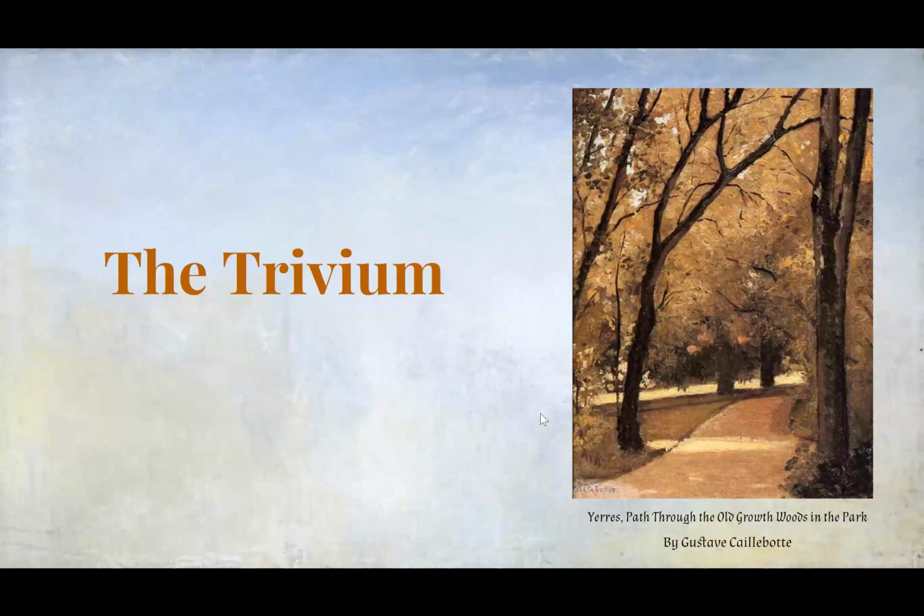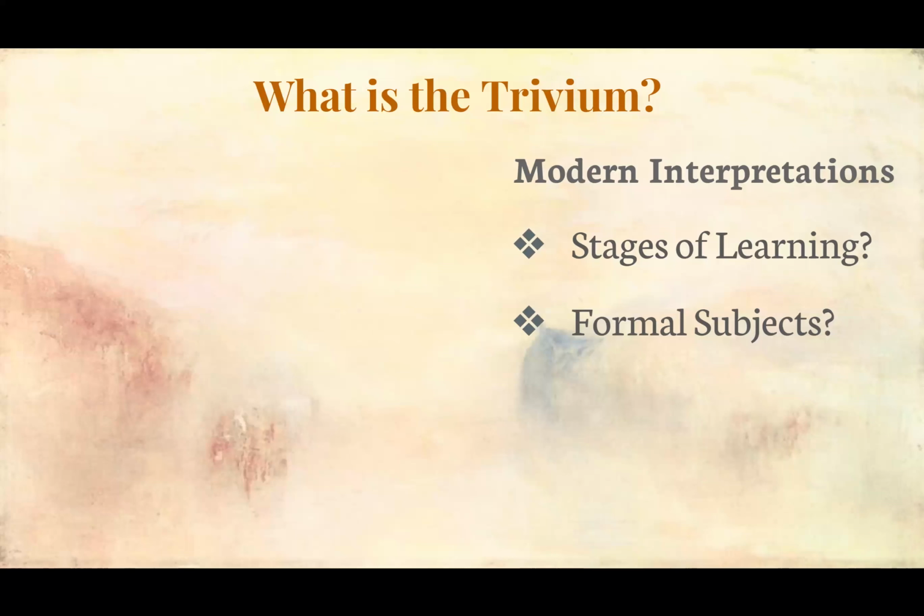So the topic today will be on the trivium, because this is a foundational part of the 7 liberal arts, which are the trivium as grammar, dialectic, and rhetoric, and the quadrivium as arithmetic, geometry, music, and astronomy. But we're going to focus just on the trivium for this presentation. So first we ask, what is the trivium? And modern interpretations include stages of learning and formal subjects.